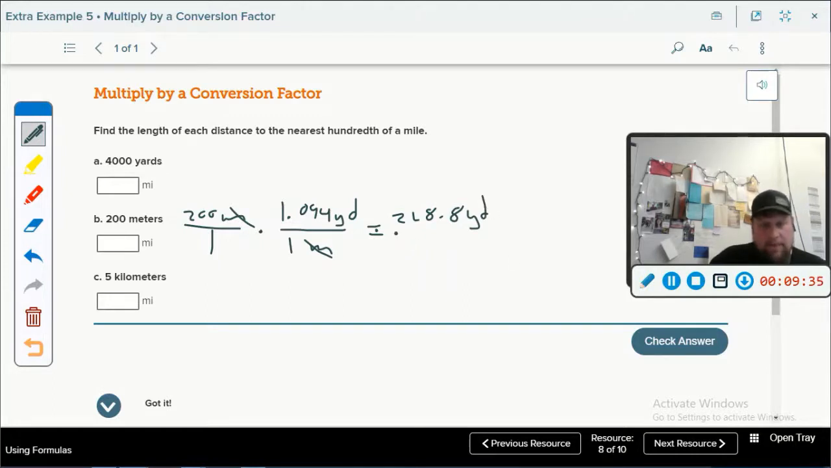Okay. I'm going to do that over 1 because what am I going to want to do? I'm going to want to now change yards to feet, times. Yards are going to be on bottom, and they're bigger, so I'm going to have 1 yard. Feet's going to be on top. How many feet are in a yard? 3 feet are in a yard. Yards are going to cancel out. I'm going to be left with 3 times that, so times 3, which is going to get me 656.4 feet.